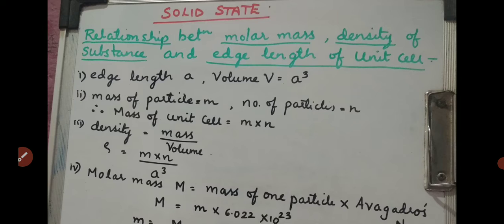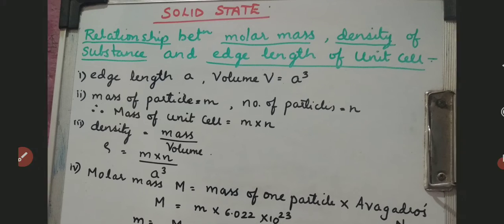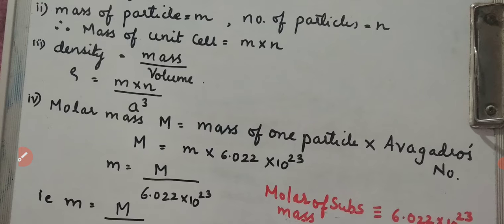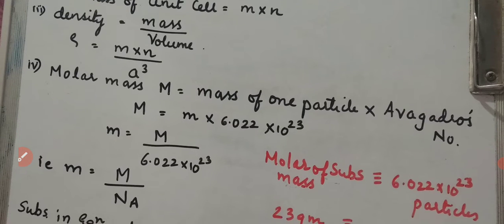Second point is, let the mass of one particle present in the unit cell be m. One particle's mass is m. If there are n number of particles in the unit cell, then the mass of unit cell becomes m into n. Now, density is equal to mass upon volume. So, rho is equal to m into n upon a cube.